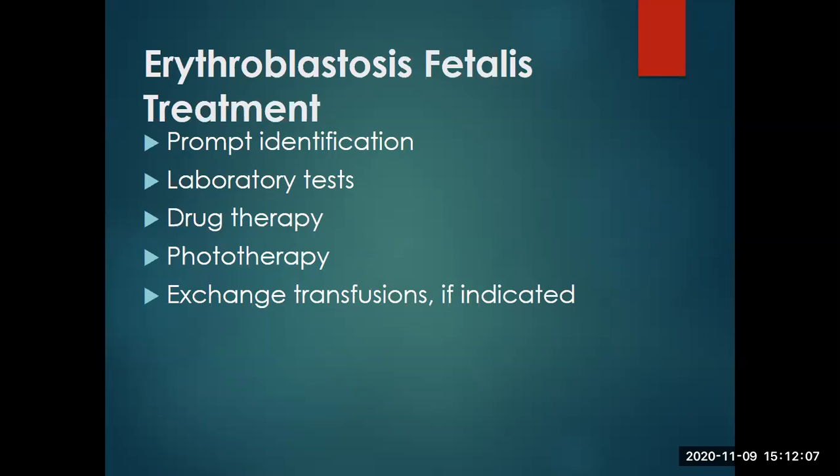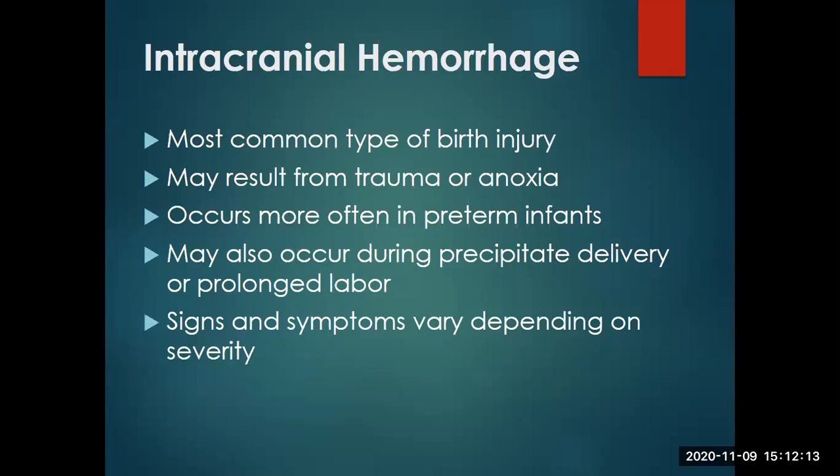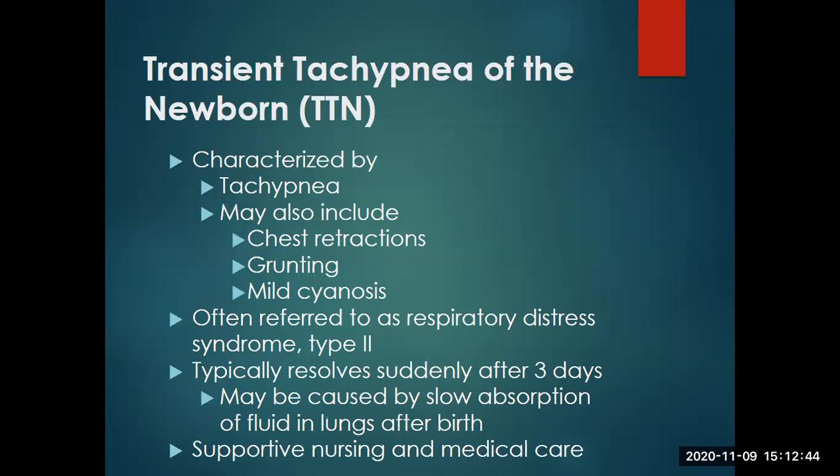Okay, so next we have intracranial hemorrhage. Okay, and with the intracranial hemorrhage, just briefly, it's the most common type of birth injury. This may result from trauma or anoxia. It occurs more often in preterm infants. It may also occur during precipitate delivery or prolonged labor. And the signs and symptoms vary depending on severity.